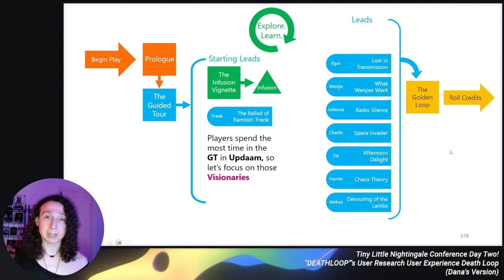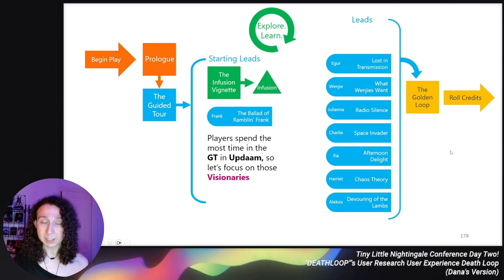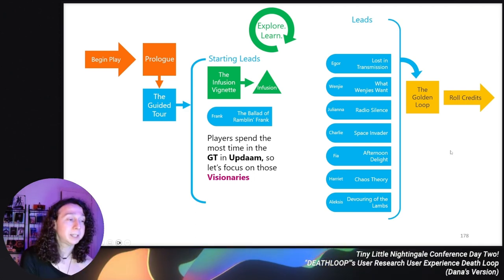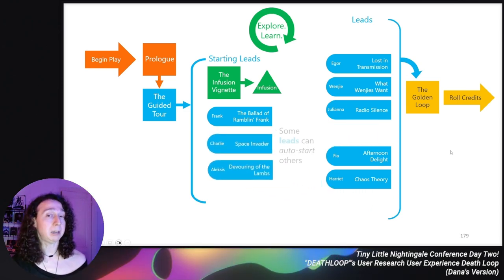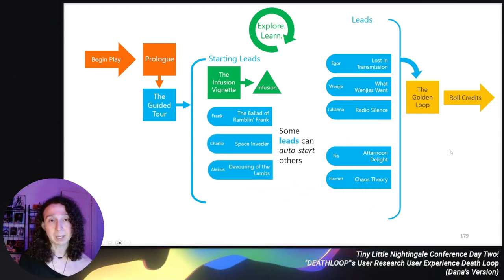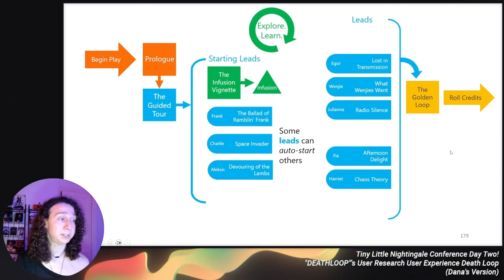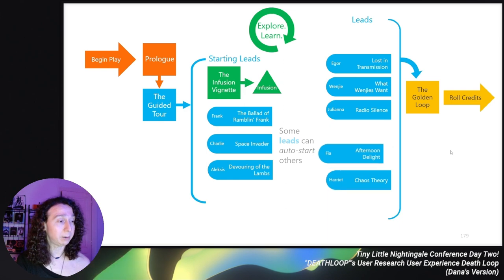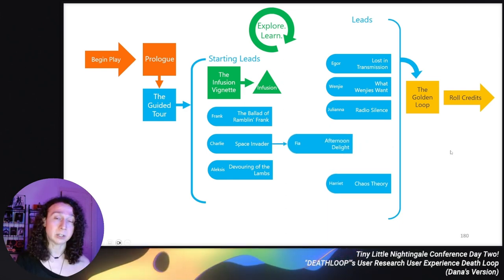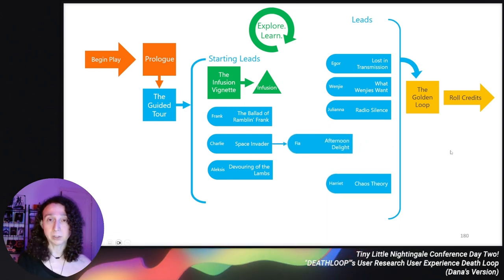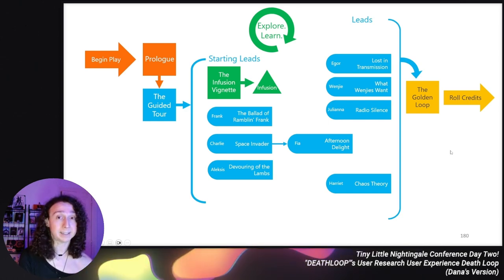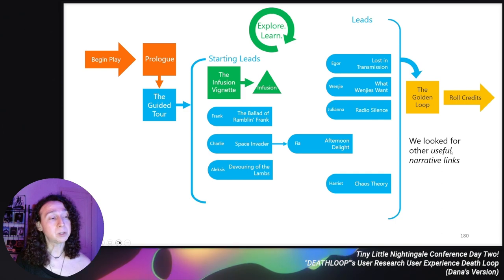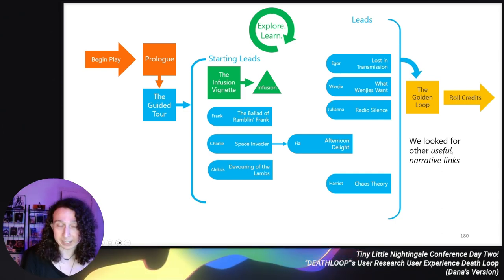During the guided tour, the player spends a lot of time in Updom. So we're like, okay, let's use what the player is probably already familiar with. We'll make the two Updom visionaries be two of the starting leads. So this is now Charlie and Alexis. Of course, some leads can auto-start others, like I already mentioned. Charlie connecting directly to Fia is logical. This used to be one lead in itself, so having it flow directly made sense. And we looked for other useful narrative links.